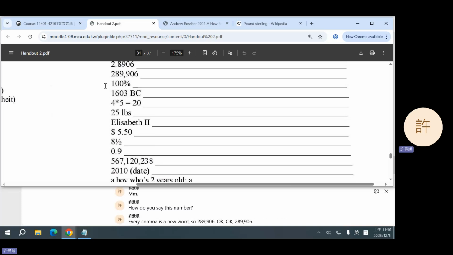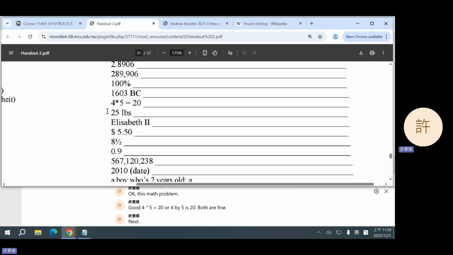This one's easy. I'm just going to say it. This one is 100%. This one we also covered, years. This is 1603 BC. Okay, this math problem. Good. 4 times 5 equals 20, or 4 by 5 is 20. Both are fine.